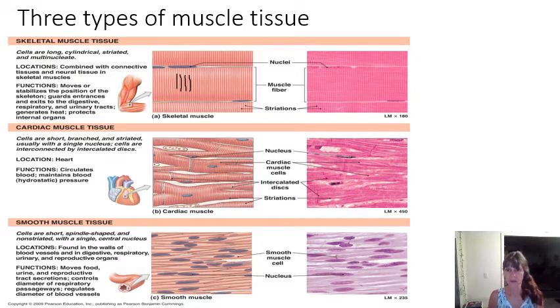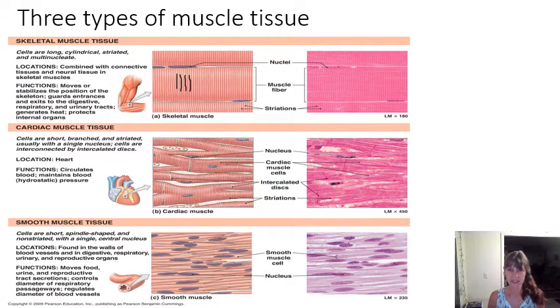Skeletal muscle tissue combines with connective tissue and nervous tissue and is important because not only does it move our skeleton, it also helps to stabilize our joints so that we can have more effective motion. Skeletal muscle tissue also helps us produce body heat and protects our internal organs. It's also important because it guards the entrances and exits to the digestive, respiratory, and urinary tracts.